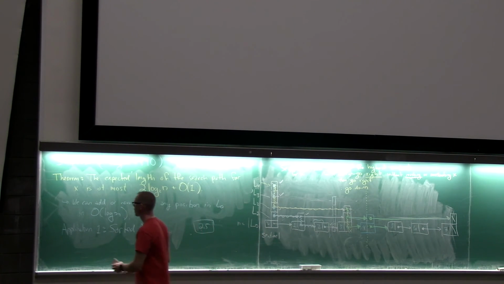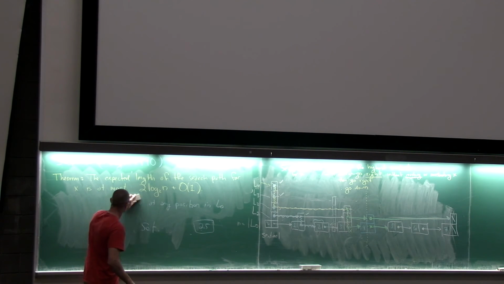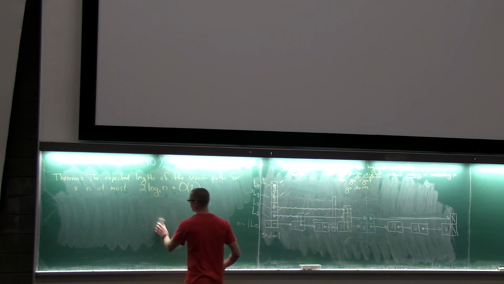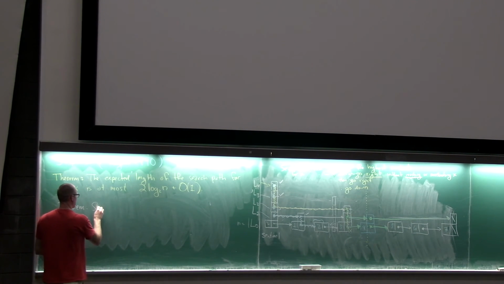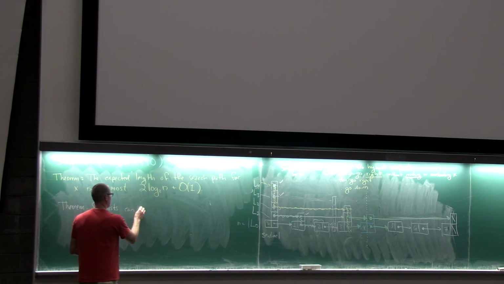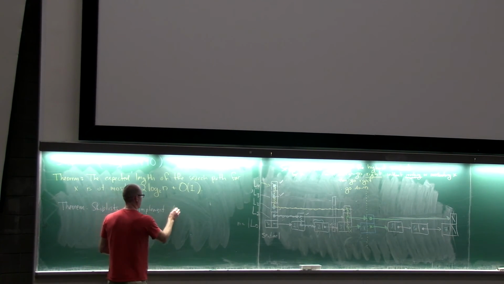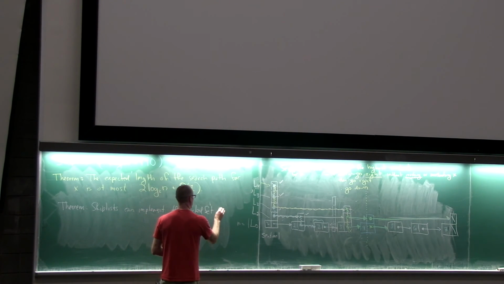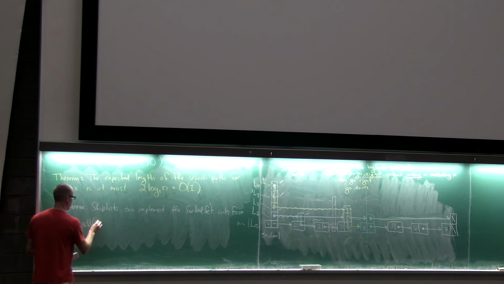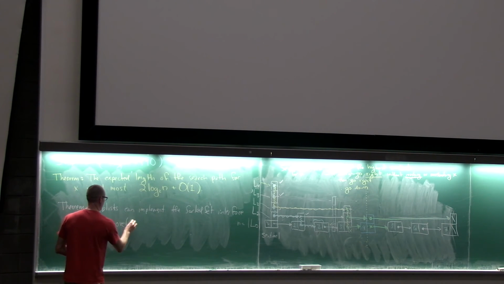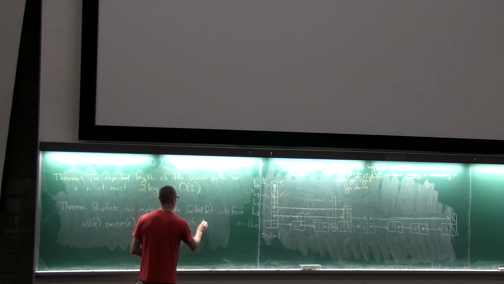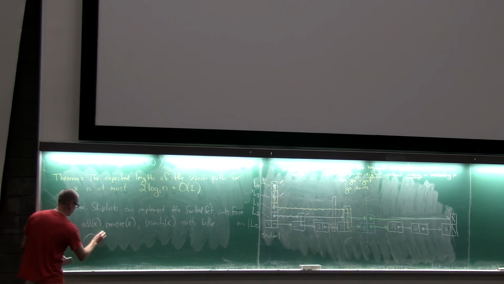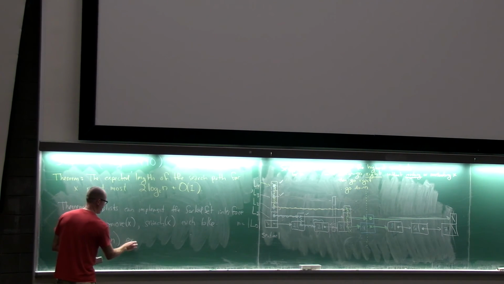So that gives us this nice theorem. Skiplists implement the sorted set base, and adding an element, removing an element, and searching for an element each take log n expected time.